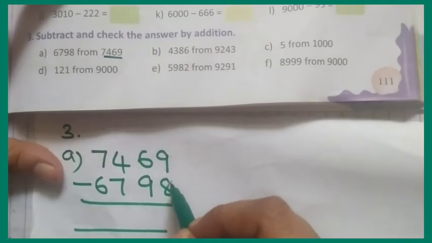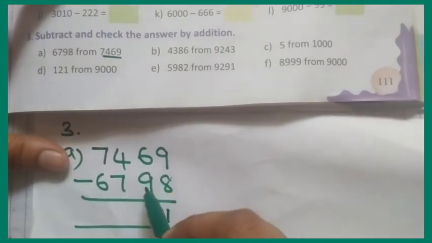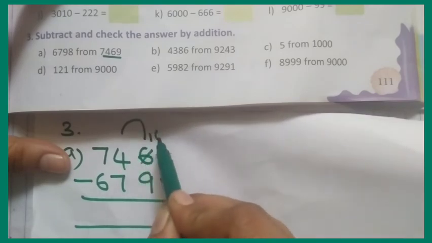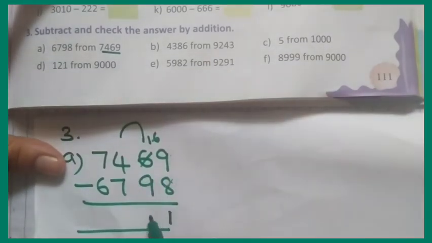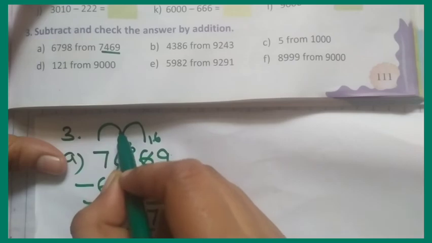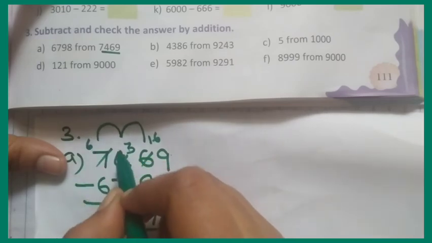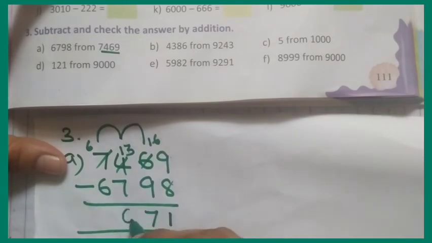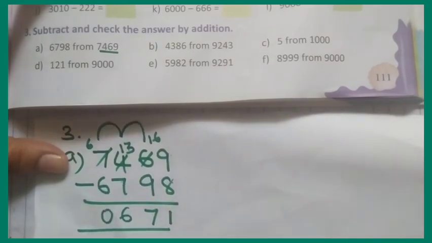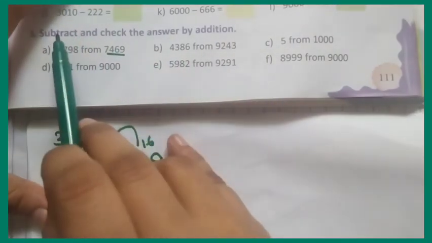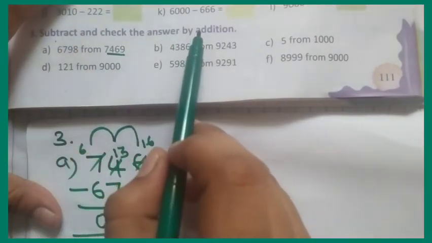9 minus 8 is 1, and 6 minus 9 we can't subtract, so we'll take borrow. This 6 will become 16. 16 minus 9 is 7. Now here it will be 3. From 3 we cannot subtract 7, so we'll take borrow. This 7 will become 6 and this 3 will become 13. 13 minus 7 is 6 and 6 minus 6 is 0. Here we got 671.